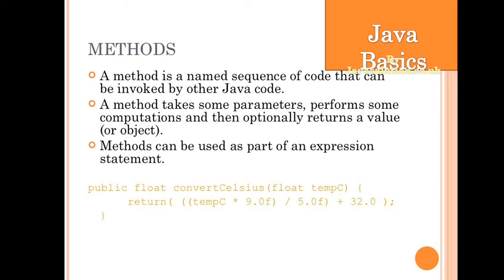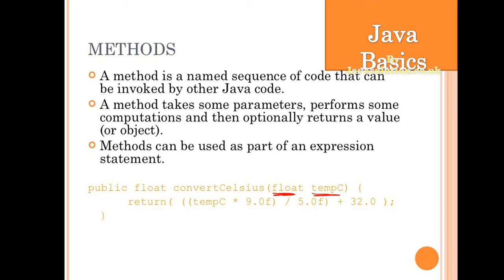So, more detail on methods. A method is a named sequence of code that can be invoked by other Java code. A method takes some parameters. So if you see, it is taking one parameter here. This is of type float and this is our variable name.